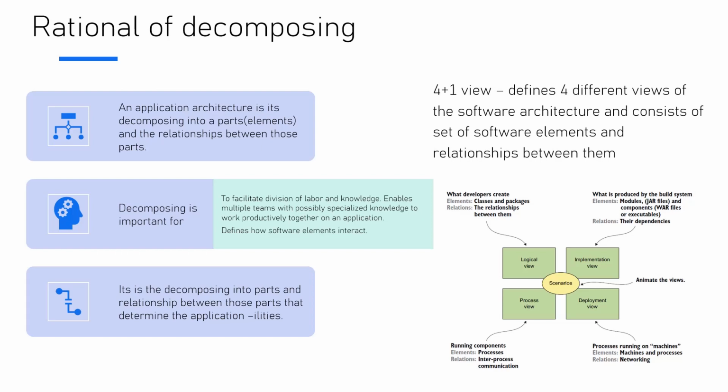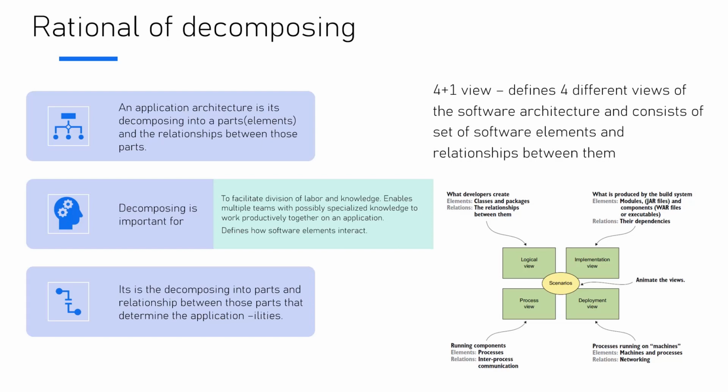Now, it is decomposing into parts and the relationships between those parts that determine the application's abilities. So the whole idea is that the way you decompose your application into parts, in our case, it could be services, that is what defines or determines the application's abilities in terms of scalability, availability, and in terms of the overall SLAs which you are going to give.